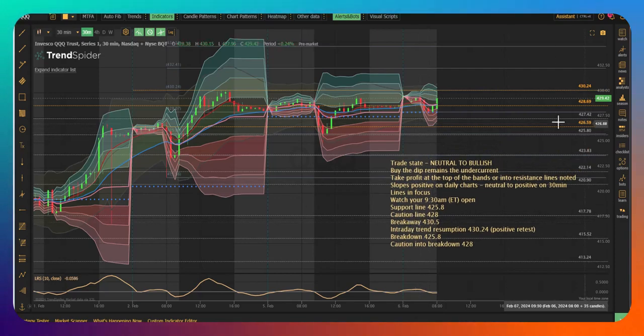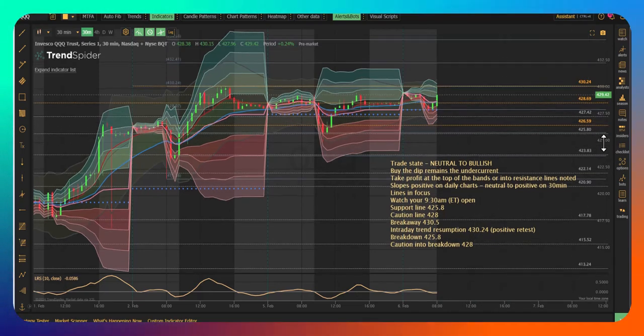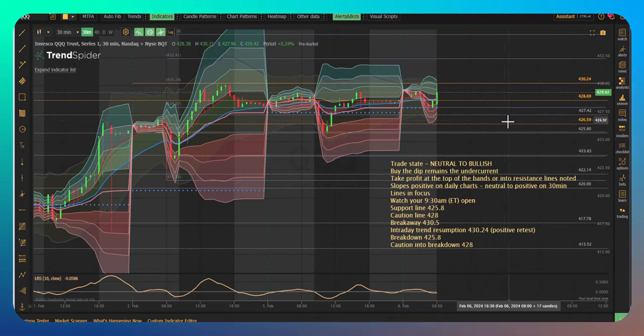Okay? All right. So what do we do? We buy the dips. Our momentum tells us that it should be somewhere around 426, 427. So you can buy the calls, the zero DTE calls.